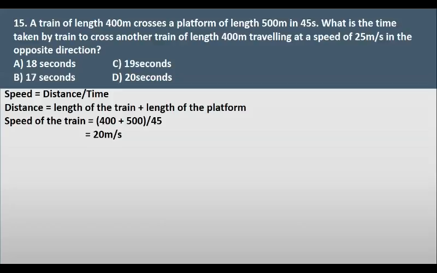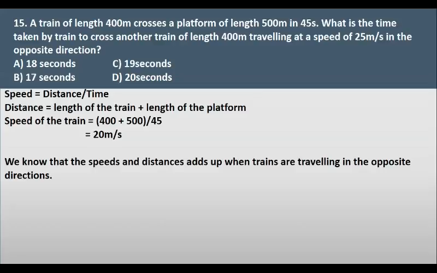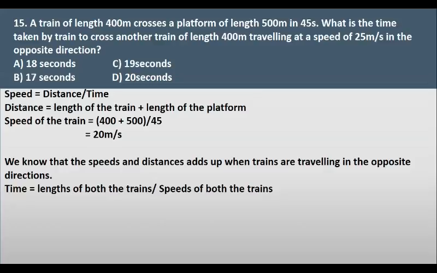Now we come to the second part of the problem, wherein we substitute this value of speed to get the time taken to cross another train. We know that the speeds add up when the trains are traveling in opposite directions. Thus, the time taken is equal to the total distance, which is the lengths of both the trains, divided by the speed of both the trains. So we can calculate time by adding the length of both the trains and dividing it by the relative speed.